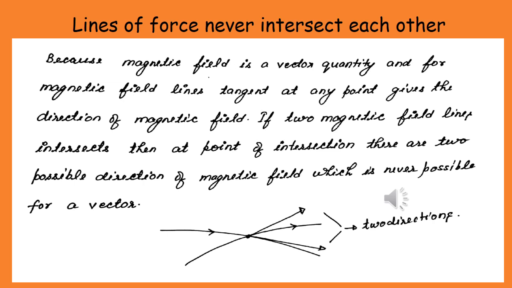So if we think that two magnetic lines of force intersect each other, at the intersecting point, we can geometrically draw two tangents as it is shown by the arrows. Now, if two tangents are drawn, that means at that particular intersecting point, the magnetic field will be directed in two directions, which is never possible because a vector has always one specific direction. So, magnetic field lines can never intersect each other.